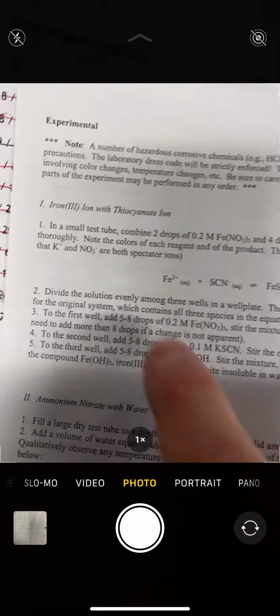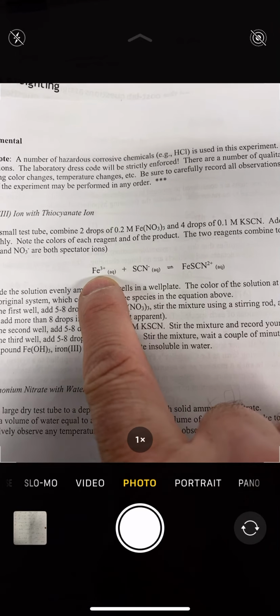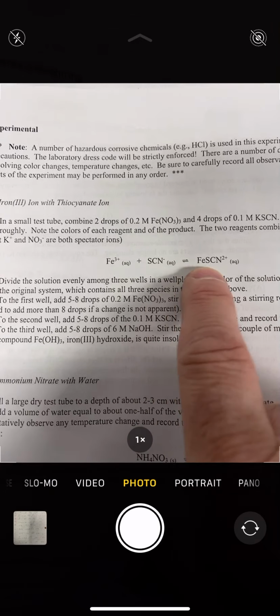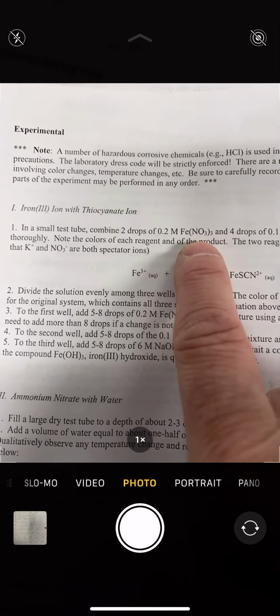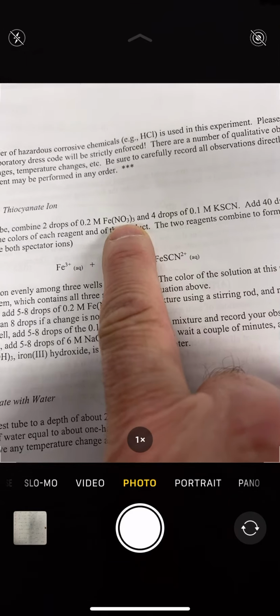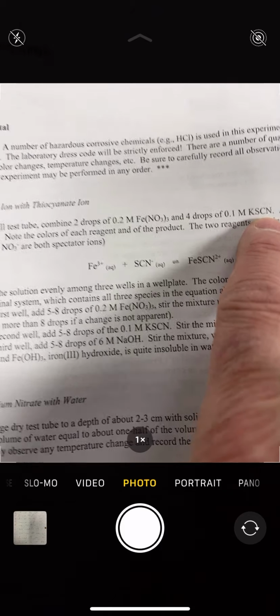In this lab, in the very first part, you're looking at this equation, iron 3 plus thiocyanate becomes iron thiocyanate. So the first thing they have you do is put a couple drops of iron nitrate in with potassium thiocyanate, and that looks like this. So your job is to write down what it looks like. What color is that?